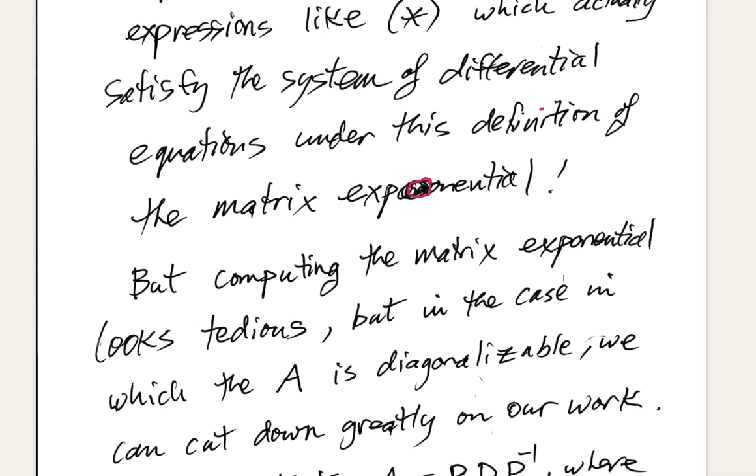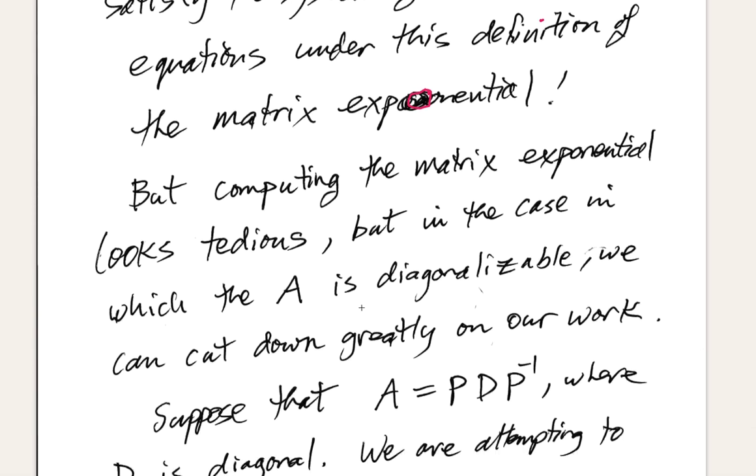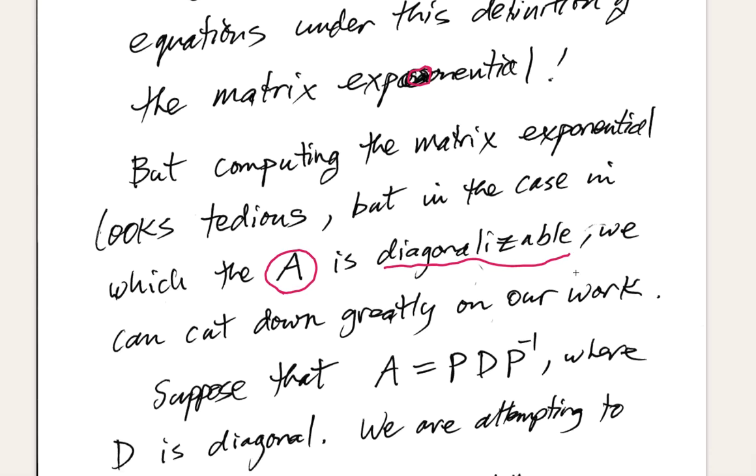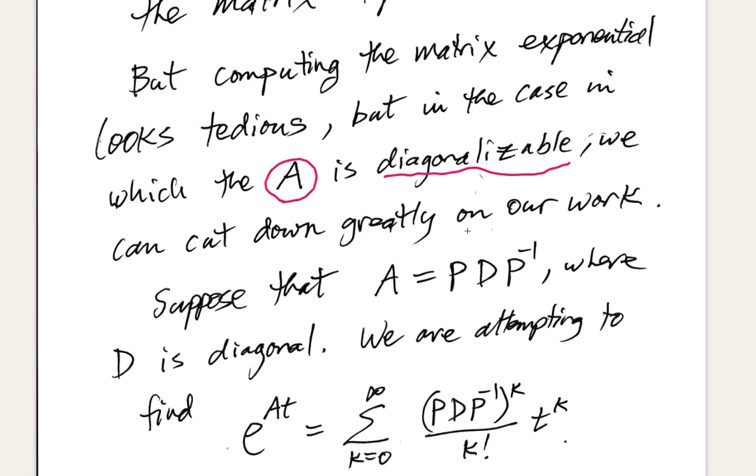I'm going to show you what's going to happen in the case where A has a diagonal form. In other words, it's diagonalizable. In the case where it's diagonalizable, and you'll have questions of that type in your homework, we can actually cut down on our work greatly. Suppose A does have this diagonal form. So A is P times D times P inverse, where D is diagonal.